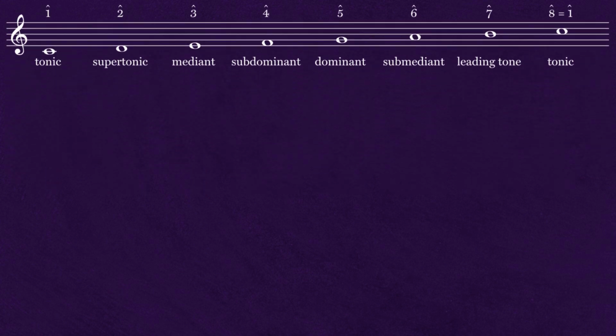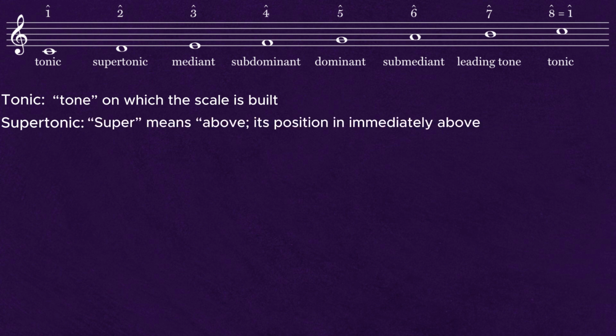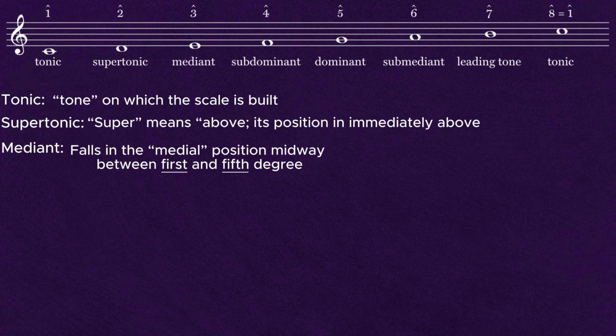The first degree is called tonic, which means the tone on which the scale is built. The second degree is called supertonic. Super means above, its position immediately above. The third degree is called mediant, which means it falls in the medial position, midway between the first and fifth degree.